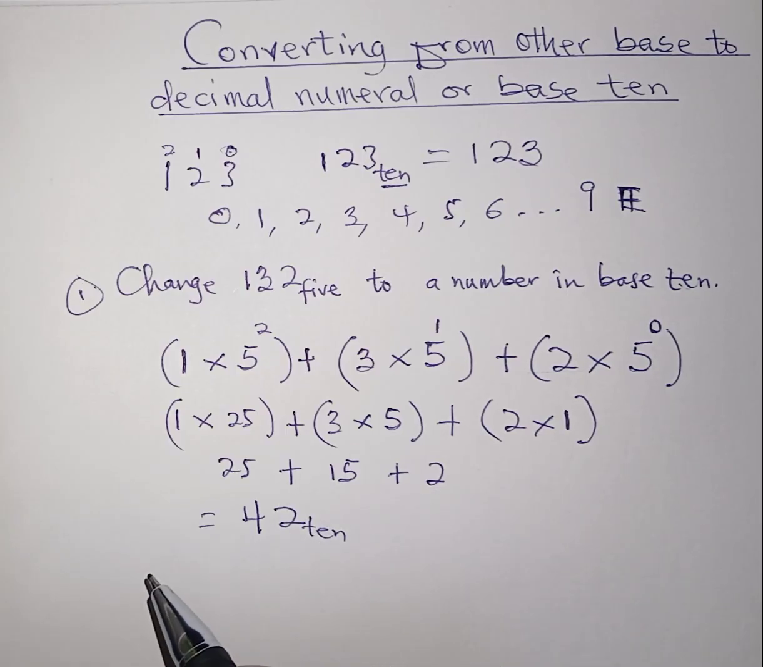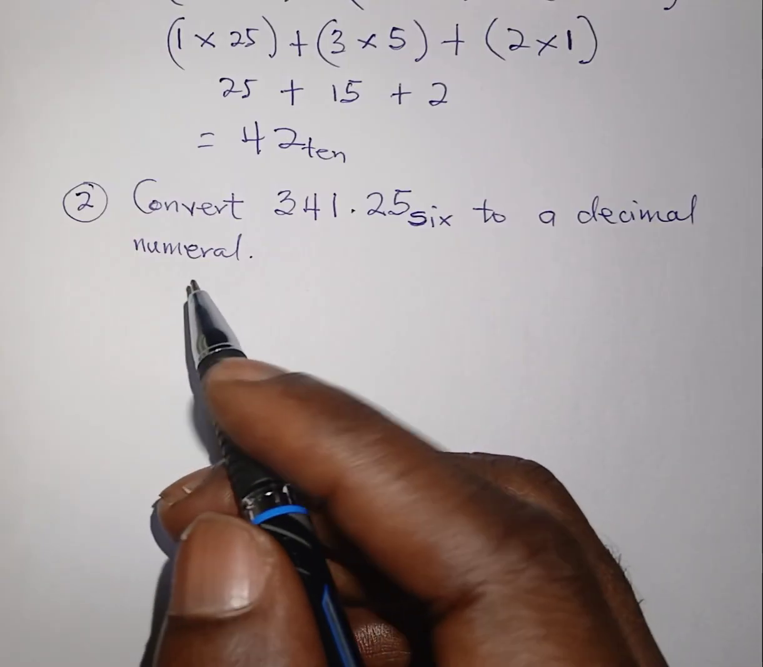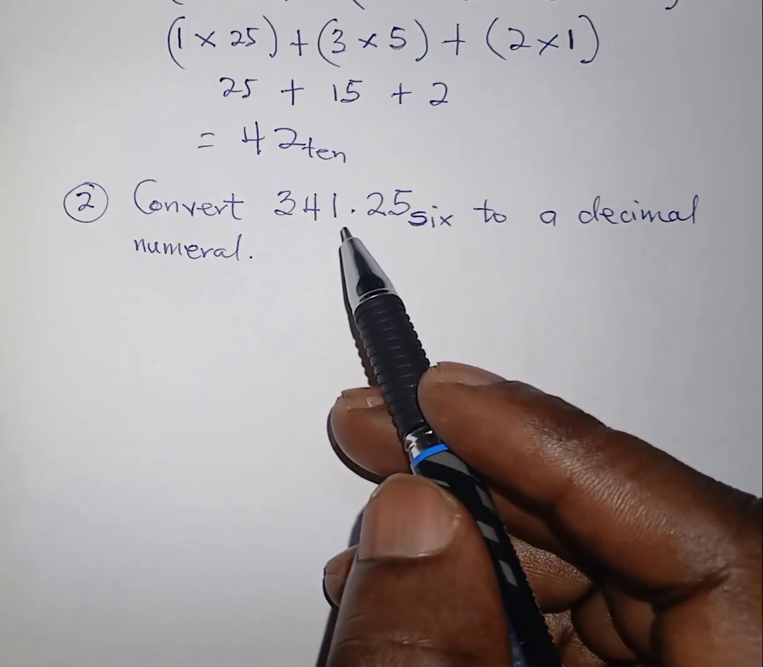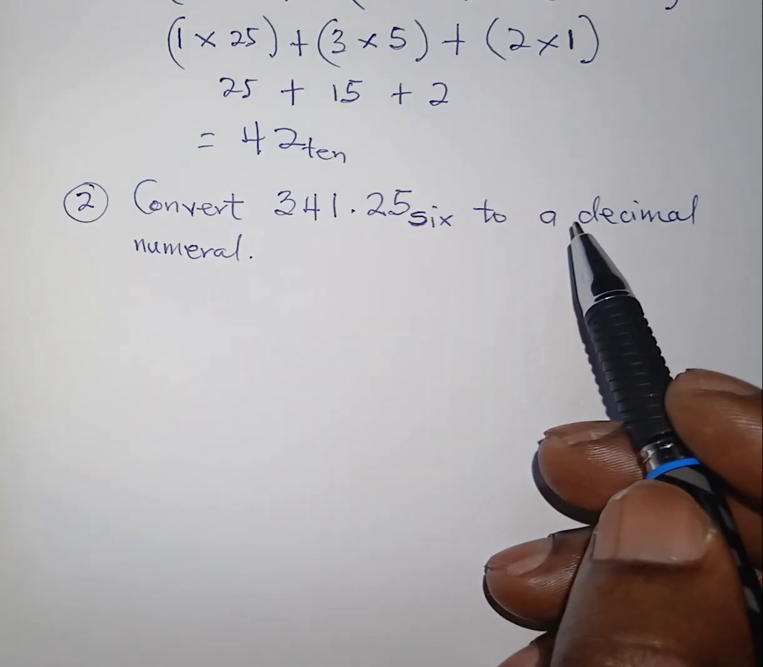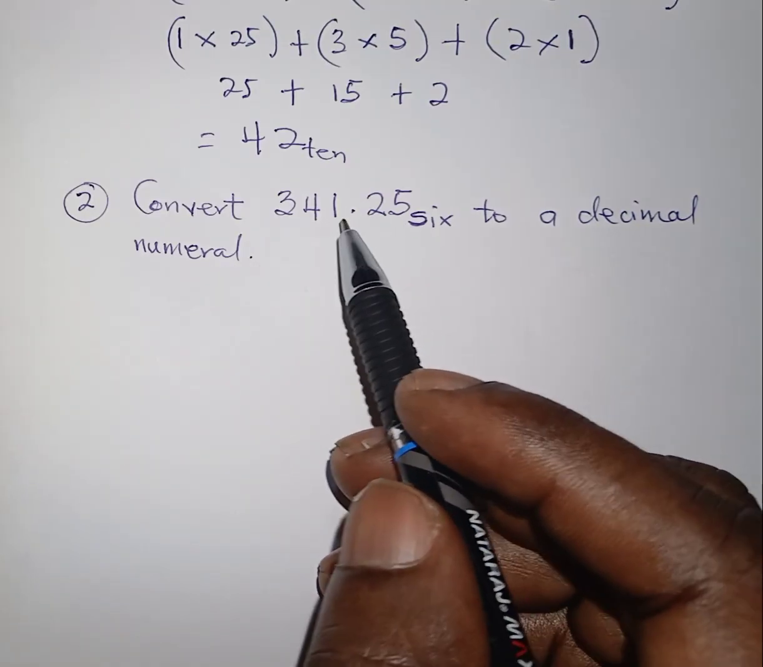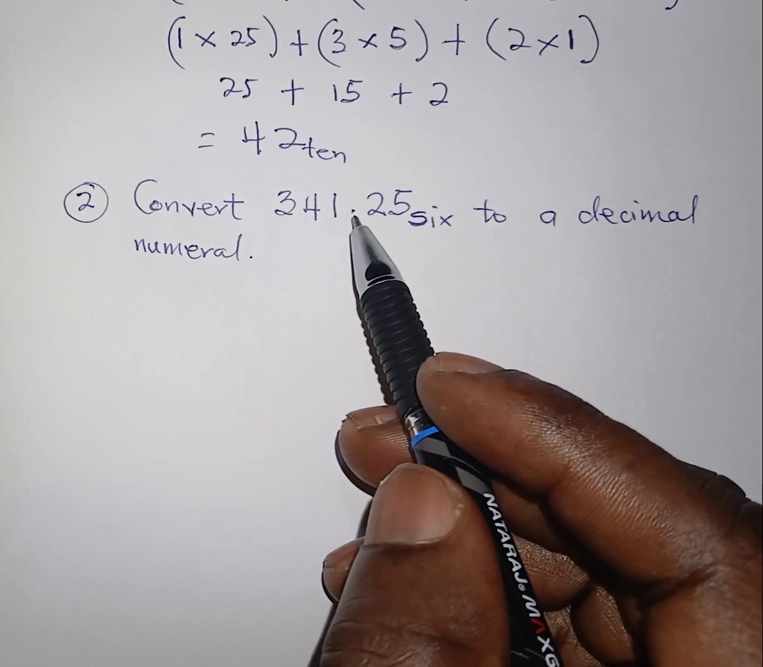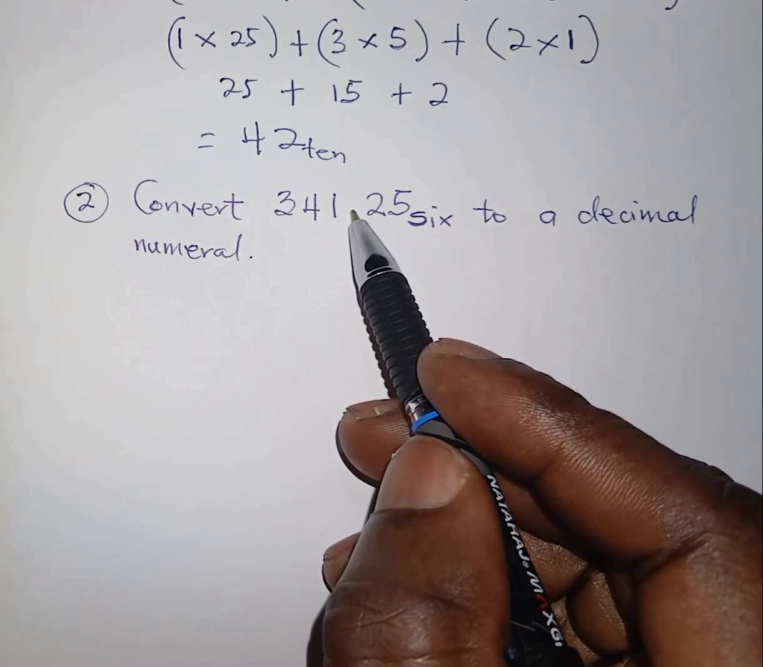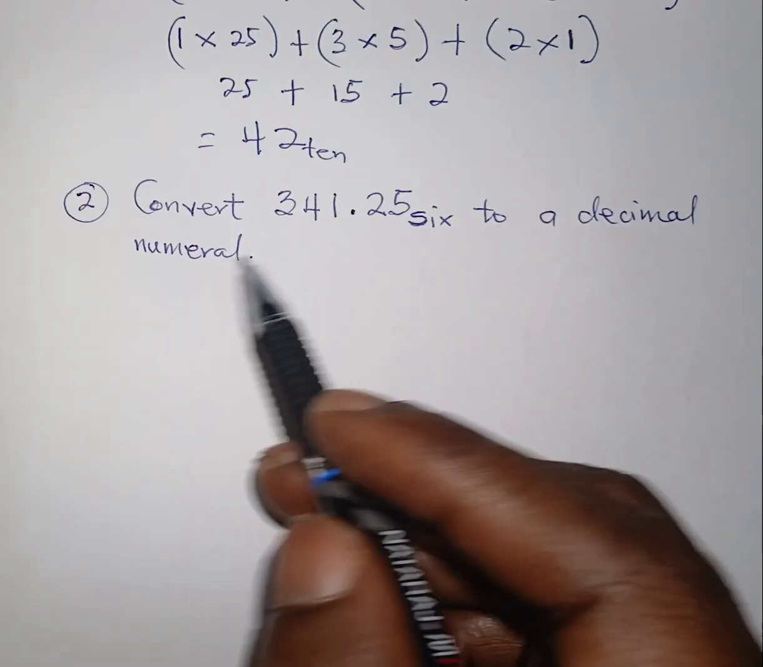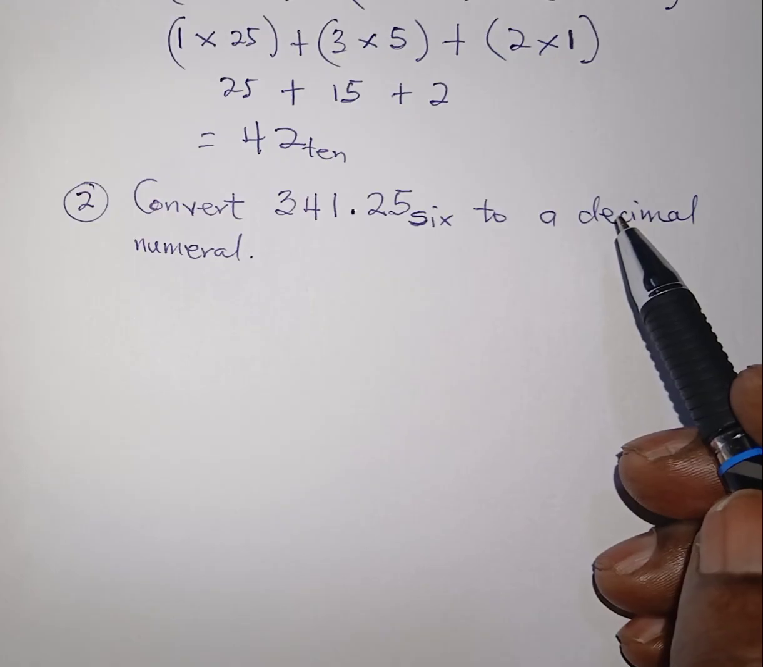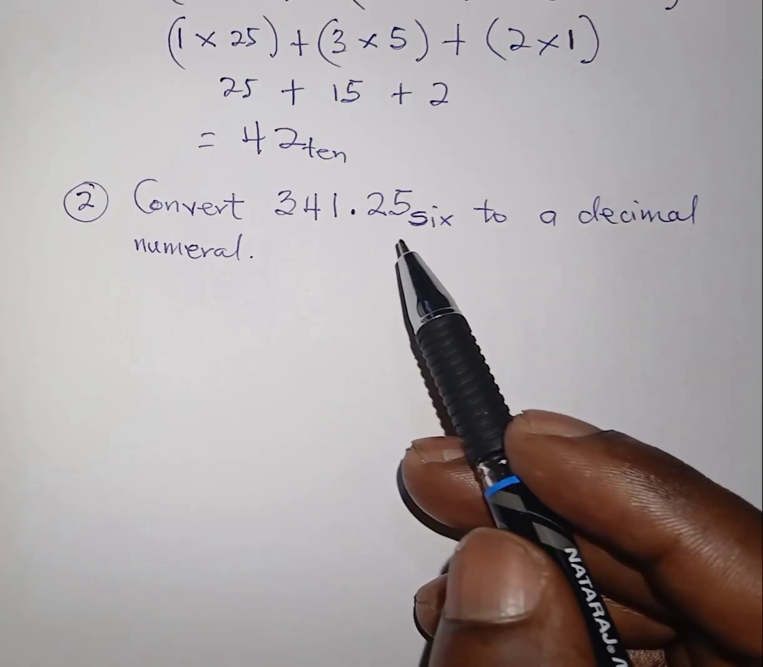Now let's take another example and see how it also works. In the second example, we are to convert 341.25 base 6 to a decimal numeral. So let's look at the first example. There wasn't any decimal here, but this time we have this decimal here. And we are also changing to a decimal numeral. And I said that when you are asked to change to a decimal numeral, it means you are changing to base 10. So we are going to change this to base 10.